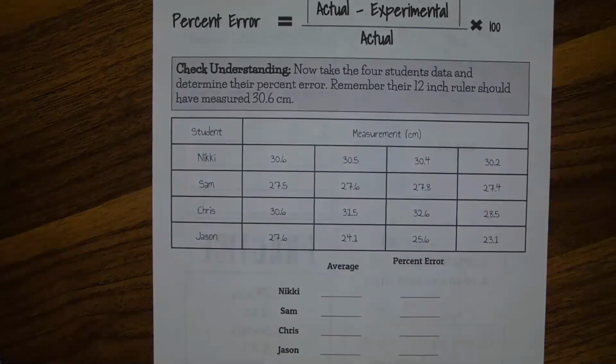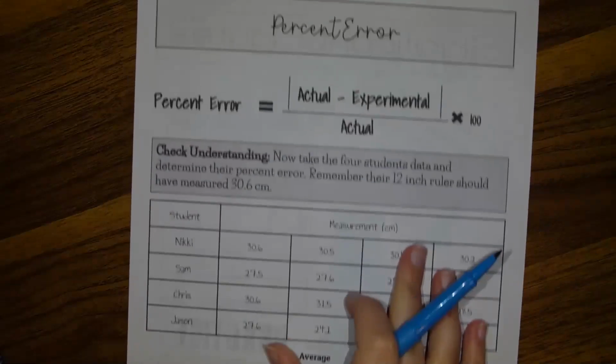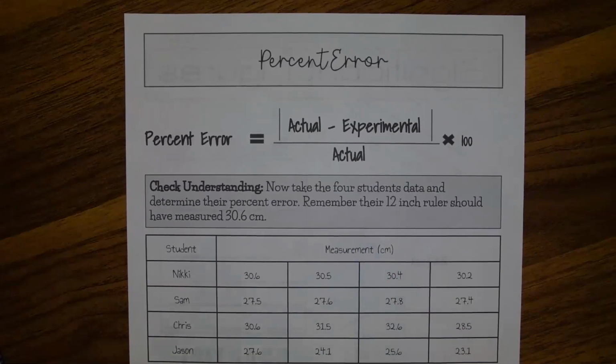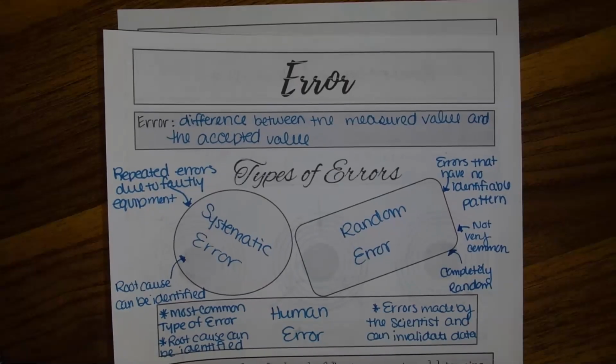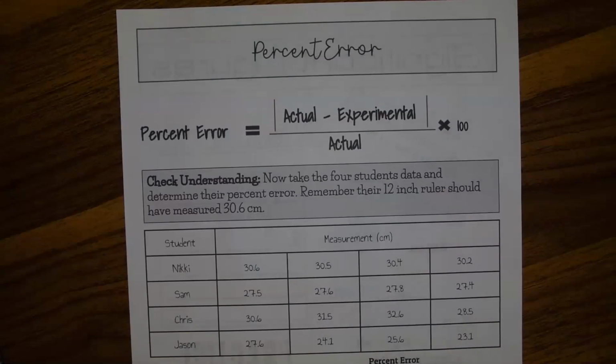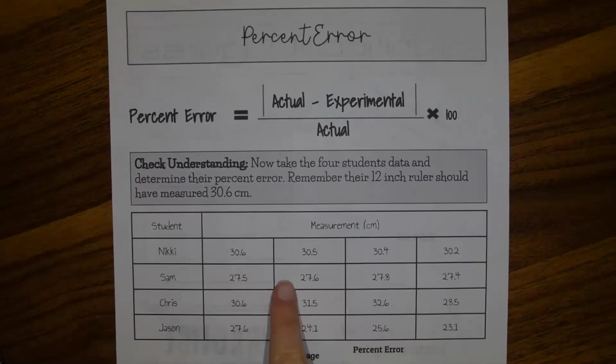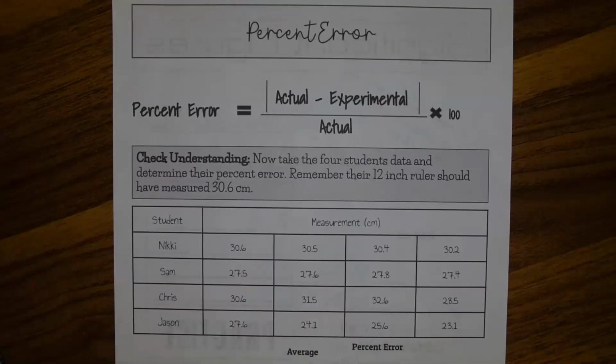So when looking at error, we need to look at percent error. Essentially, when we look at percent error, we're just trying to give a number to the difference between the measured and accepted value. So we're looking to not only define what that error is, but also give it a percentage, or essentially how bad is that error.